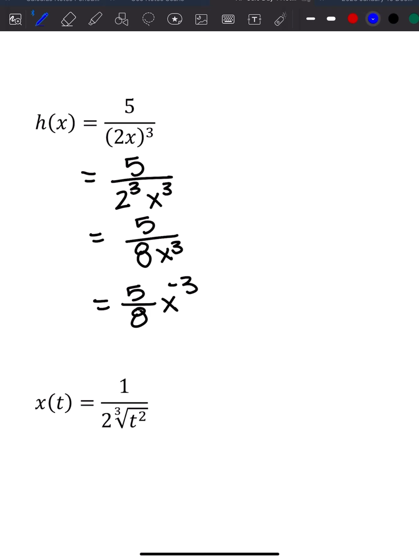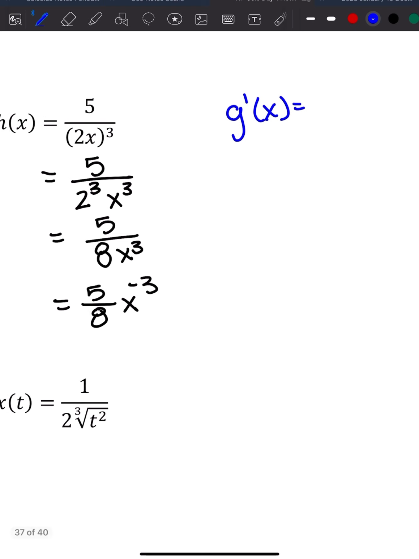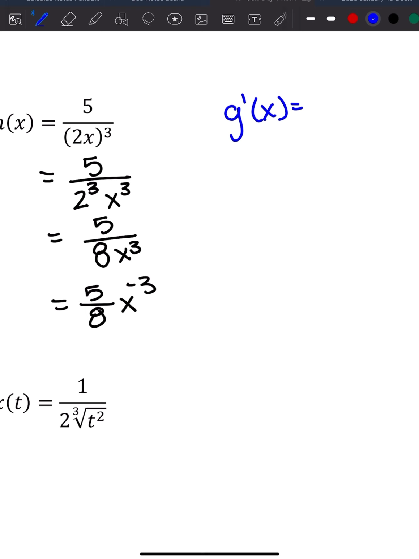So now what I'm going to do is I'm going to go ahead and take our derivative, so g prime of x equals. So we're going to multiply these together. So we have negative 3 times 5/8. So this would be like saying negative 3 over 1 times 5 over 8. X. And we have negative 3, and we are subtracting 1. So negative 3 times 5 is negative 15. 1 times 8 gives me 8. X. Negative 3 minus 1 gives me negative 4. So we have negative 15 over 8x to the negative 4th.